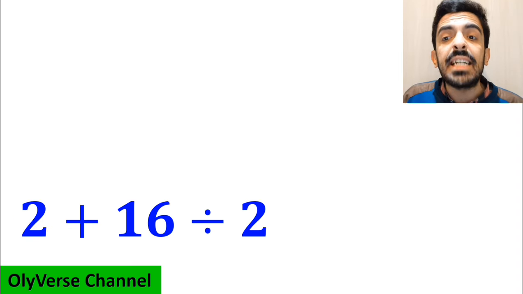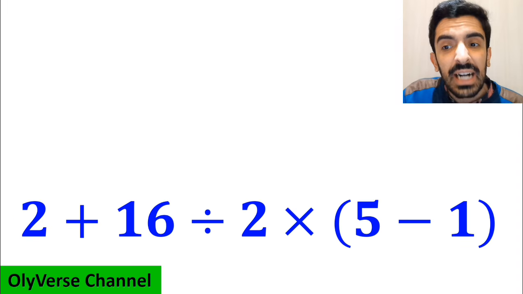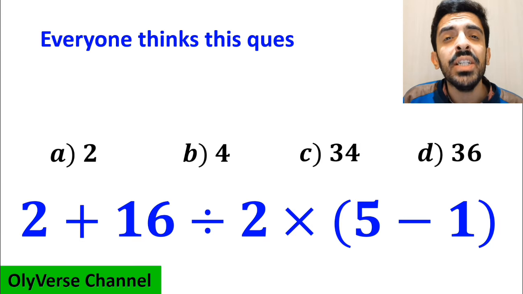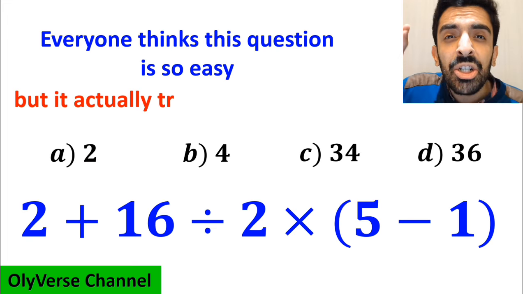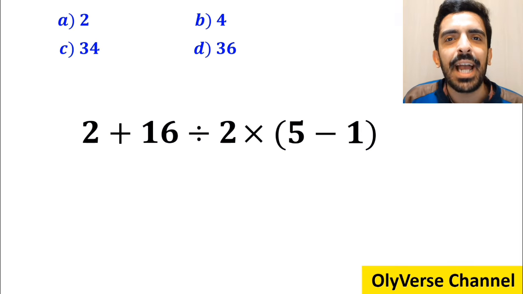What is the value of the expression 2 + 16 ÷ 2 × (5 − 1)? Which option do you think is the correct answer to this question? Everyone thinks this question is so easy, but it actually tricks a lot of people. Let's dive in and break it down step by step together.